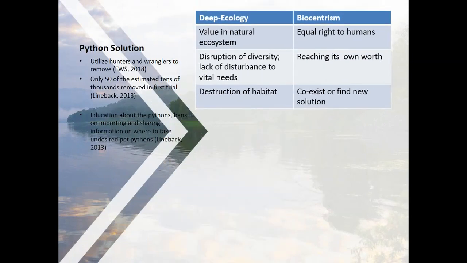With these simple explanations of deep ecology and biocentrism in place, it is time to look at current solutions to the aforementioned invasive species and determine if the solution is anywhere in line with these philosophical ideas, and if not, what ideas would be. Referring back to Florida's problem with the Burmese python, one of the current solutions is removal, by allowing hunters and snake wranglers to remove the threatened species. This has been met with little success, as the first trial only yielded around 50 removed pythons. As discussed earlier, the species is estimated to be in the tens of thousands throughout Florida's wetlands.